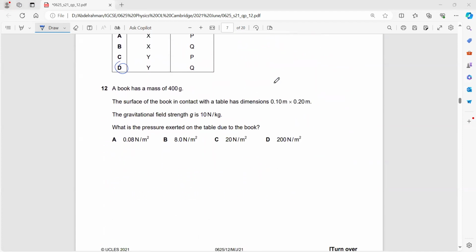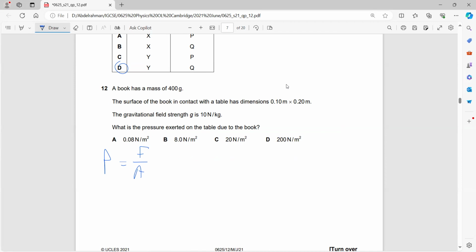A book has a mass of 400 grams. The surface of the book in contact with the table has dimensions of 0.1 and 0.2. The gravitational field strength is 10. What is the pressure exerted on the table due to the book? How can I calculate the pressure? Pressure equals force over area. How can I find the force in this case? Can someone help me out?